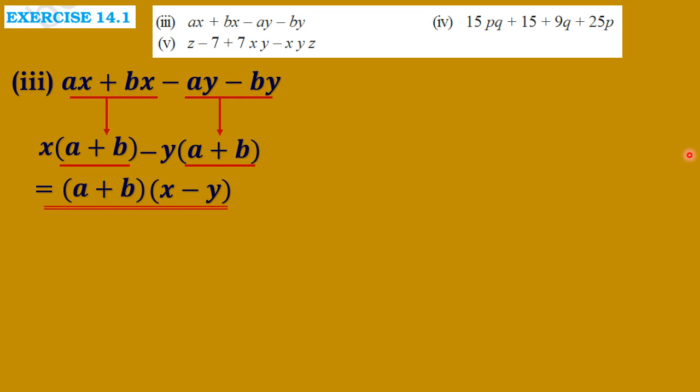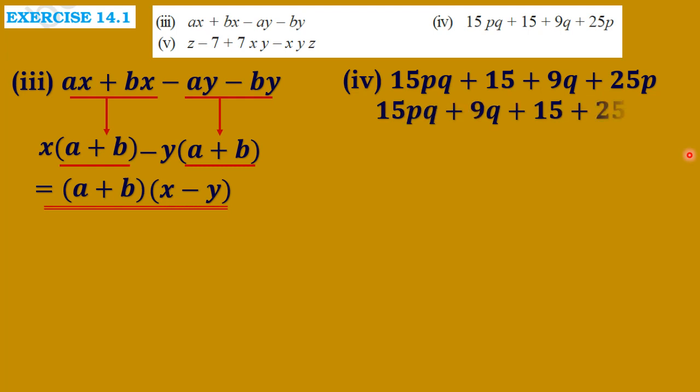Next question. 15pq plus 15 plus 9q plus 25p. So here, in the first two terms we have 15 common, but in the third and fourth terms nothing is common. So what I will do is a little rearrangement here. 9q I replaced here, and 15 I replaced here. Okay, a small rearrangement I have done.